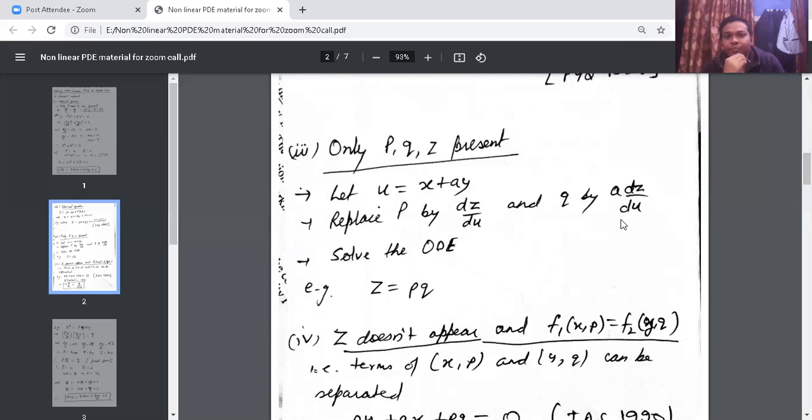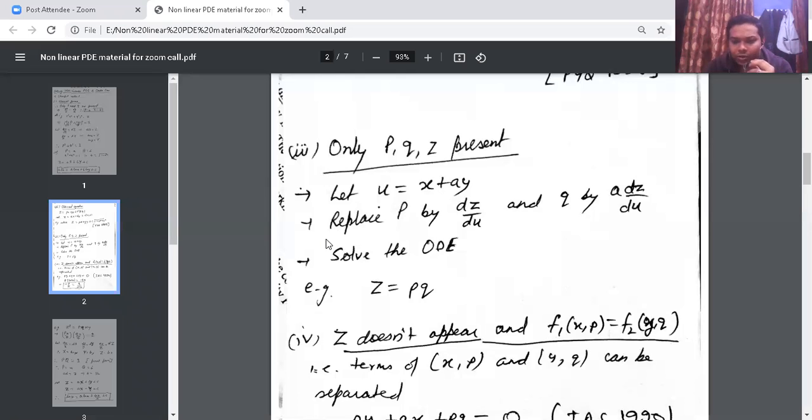The process is you assume some u which is equal to x plus a times y, and then if you check, del z upon del x will come out to be del z upon del u, same as p, and del z upon del y will come out to be a times del z upon del u, that is a times q. So you can write p equal to del z by del u, q is equal to a times del z by del u, and then you can put that in the original equation. You will get an ordinary differential equation. Now what you have done is, using this form, you have converted a partial differential equation to an ordinary differential equation, and you can easily solve the ordinary differential equation.